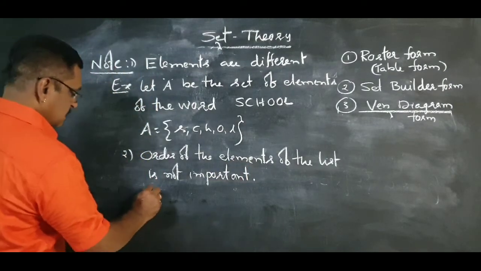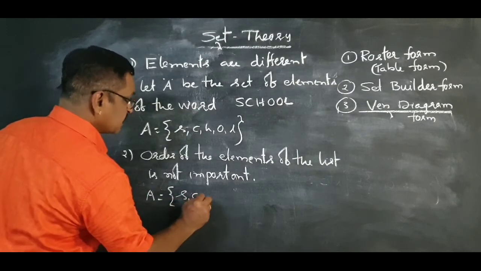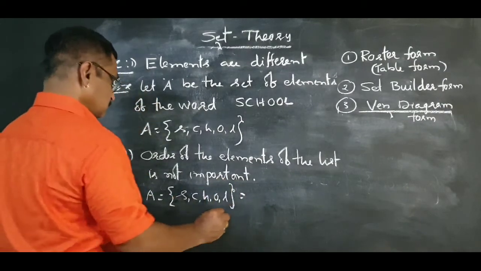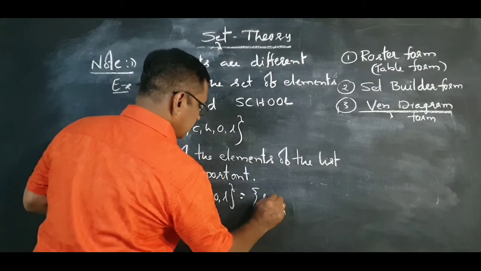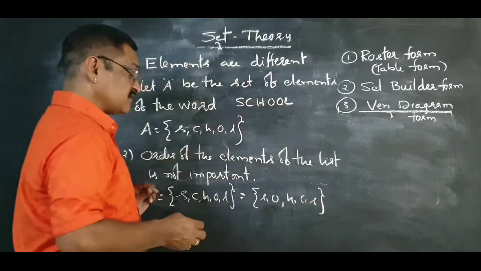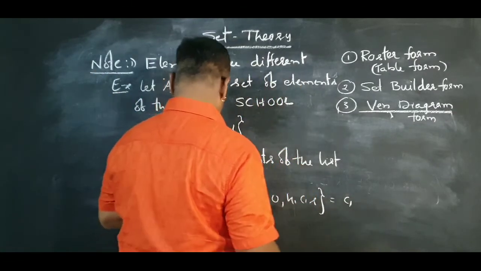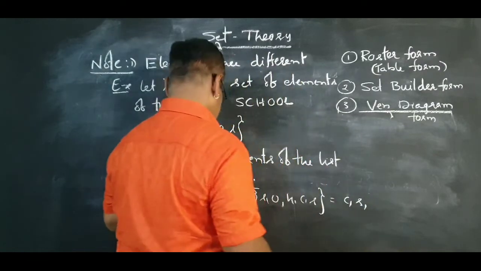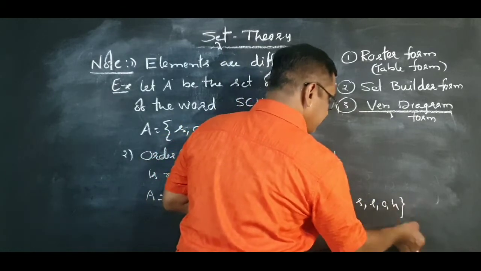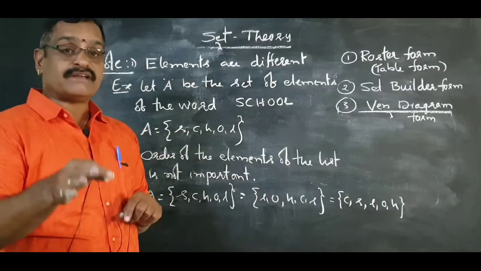That means A is equal to SCHOOL, which is the same as LOHCS, which is the same as C, S, L, O, H. So in the set, all the elements are there, but no element is repeated. This is very, very important.